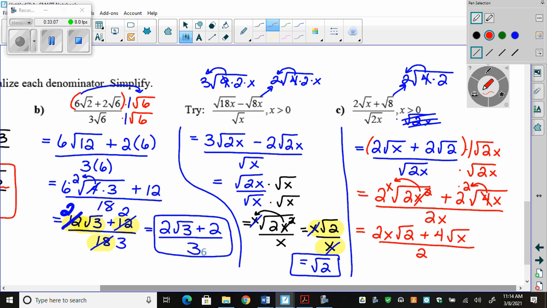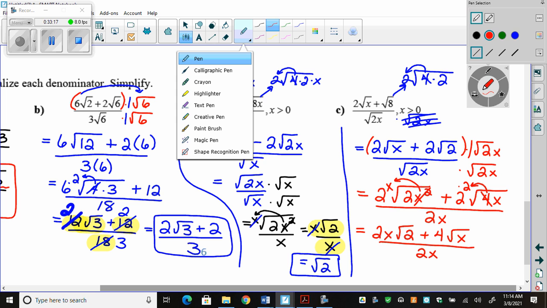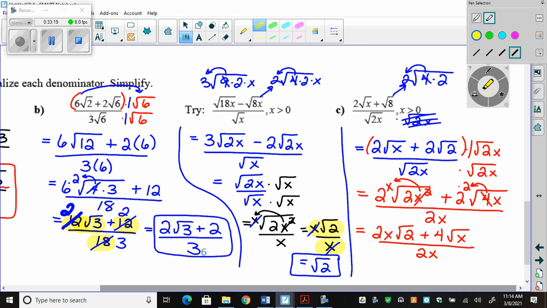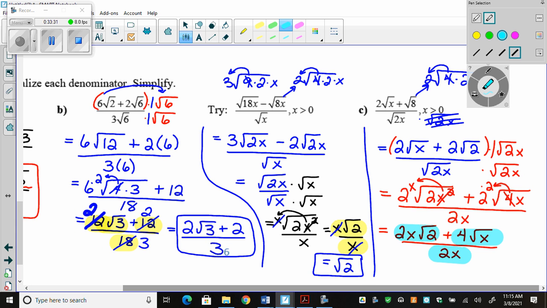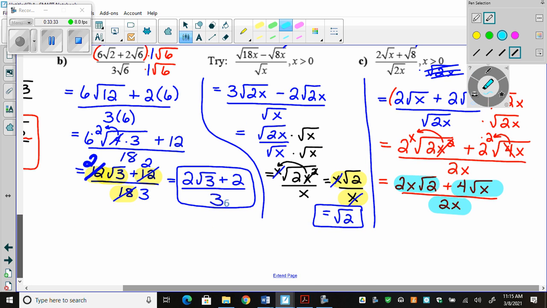Can I put those together? I have a root 2 and a root x? No. Addition, subtraction, if you like radicands, right? So then I go to my highlighter. I'm going to make it blue. Those are my 3 terms. Is there anything I can take out of all 3? A 2.